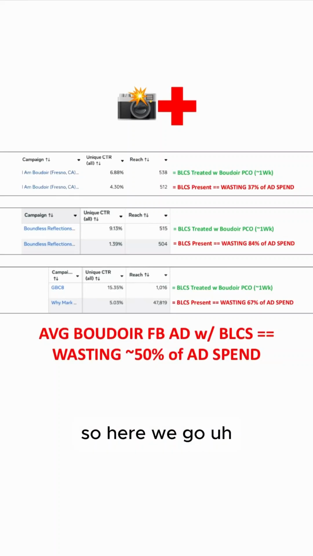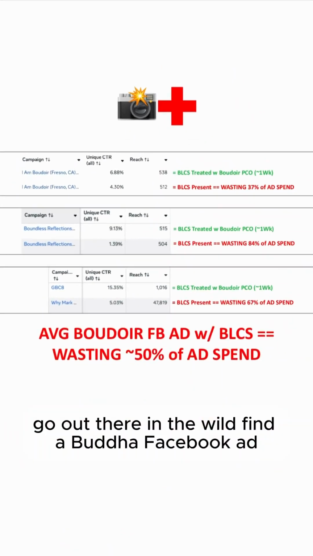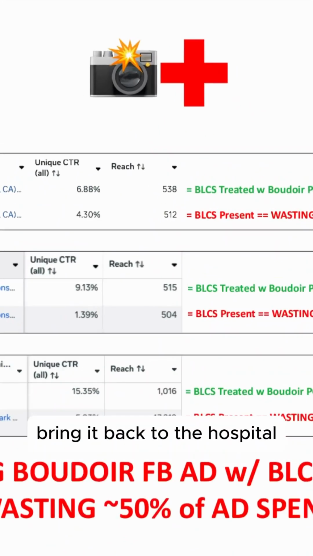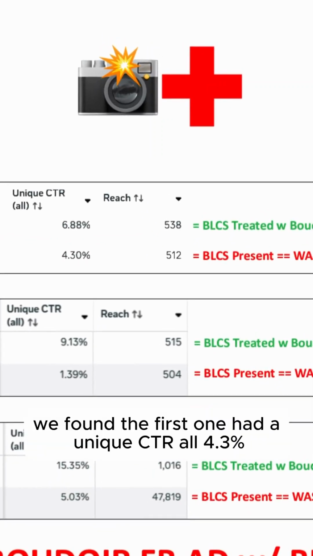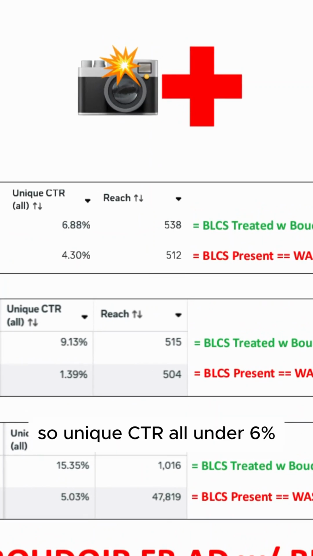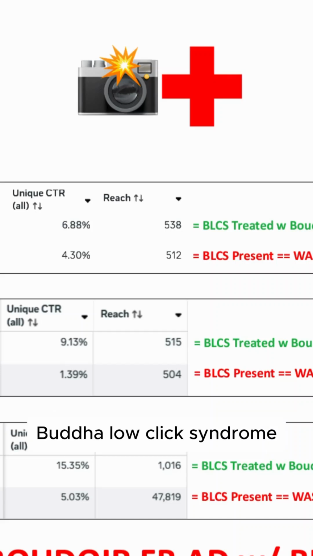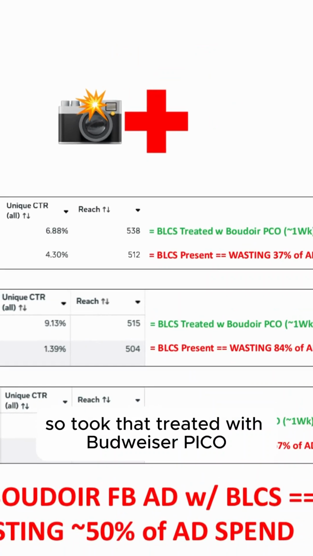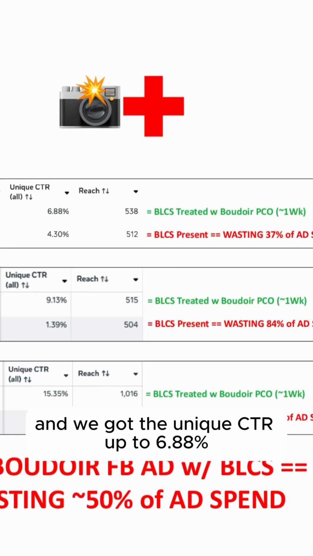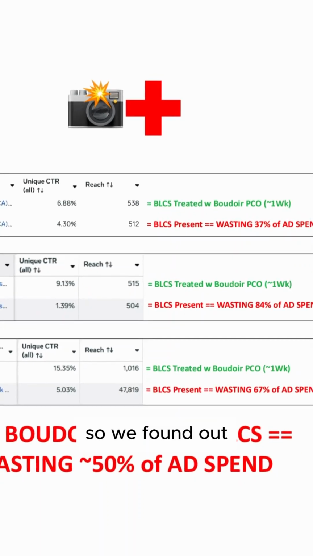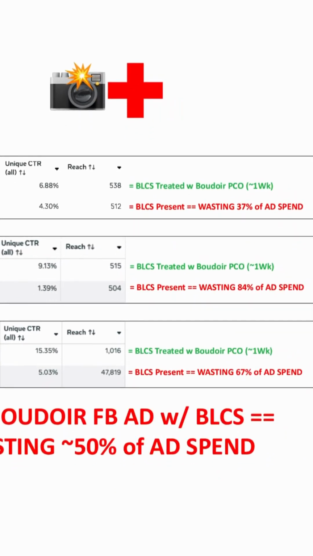So here we go, the first part of my residency. Go out there in the wild, find a Boudoir Facebook ad, bring it back to the hospital, test it. We found the first one had a unique CTR of 4.3%. So unique CTR under 6%, we know that BLCS is present, Boudoir low click syndrome. So we took that, treated it with Boudoir Pico, takes about a week, and we got the unique CTR up to 6.88%. So we found that the original Boudoir Facebook ad was actually wasting 37% of ad spend.